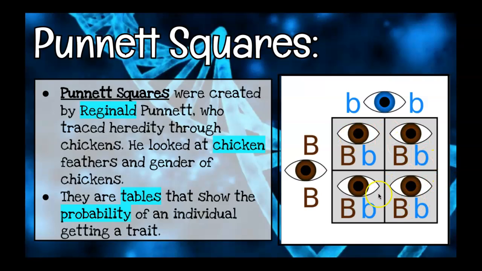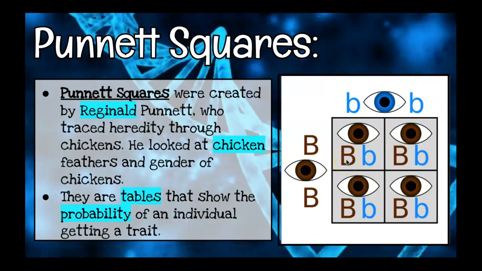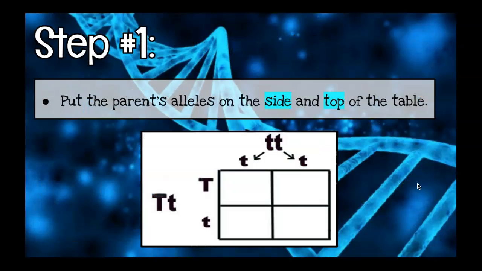So now this Punnett square is filled in, and you can see there's 100% chance that they will create a child whose genotype will be big B, little b. And that means there's 100% chance that they will pass on brown eyes. So let's do some practice.